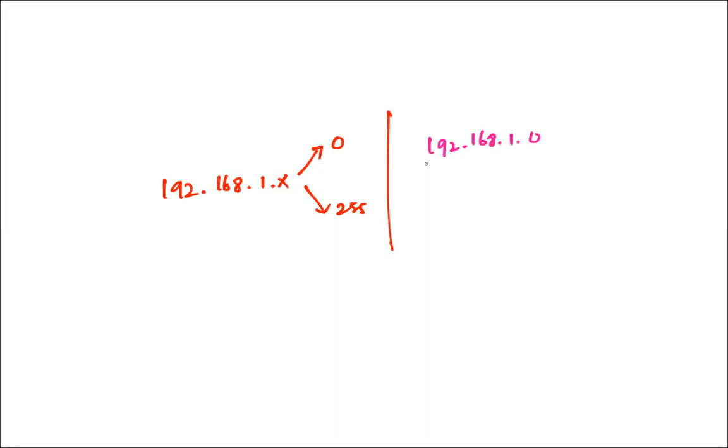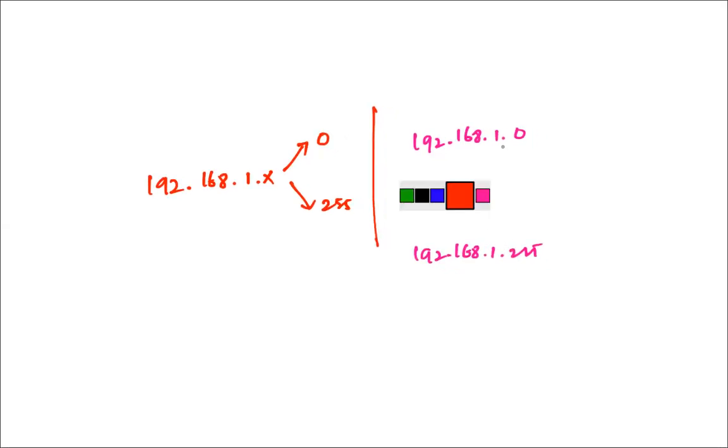192.168.1.0. Am I right? Yeah, that is the first IP, the first address. The last octet ranges from 0 to 255, so 1.0 is the first IP address. So what is the last IP address? 192.168.1.255. Yeah. Okay, so 1.0 is the network, the starting address, and the last address is 1.255.